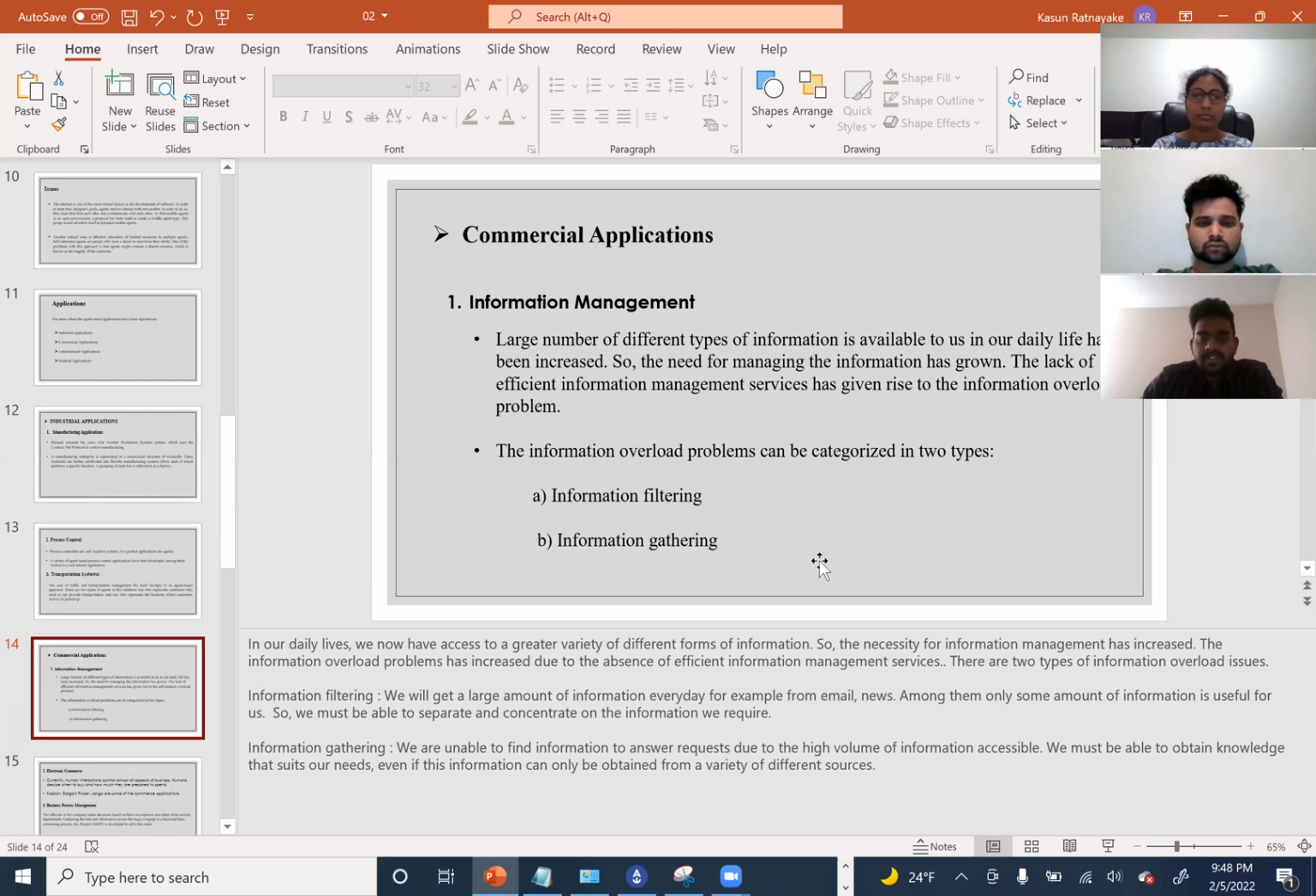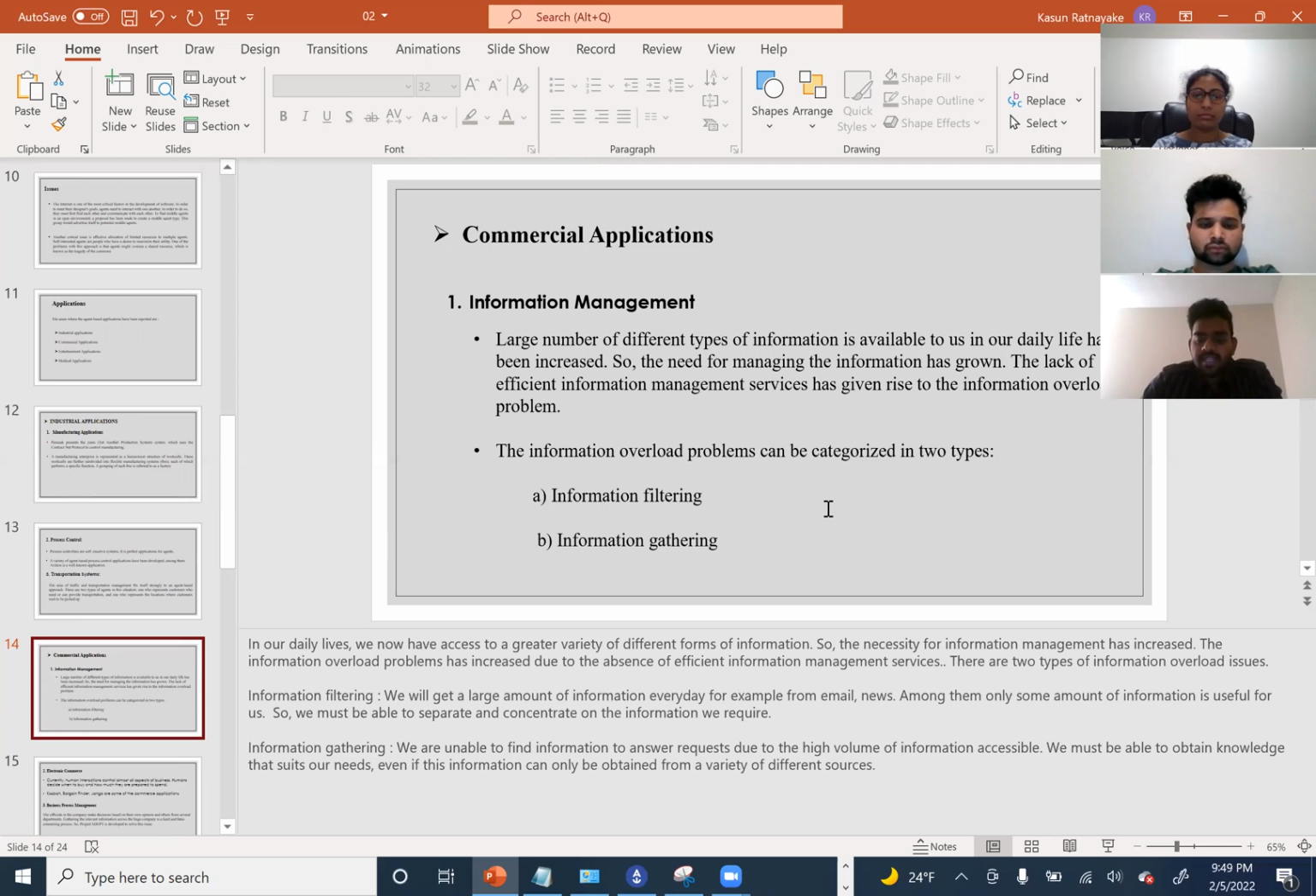And coming to the commercial applications, in our daily lives, we have access to a greater variety of different forms of information. So the necessity for information management has increased. The information overload problem has increased due to the absence of efficient information management services. There are two types of information overload issues: information filtering and information gathering. Information filtering means we will get a large amount of information every day.